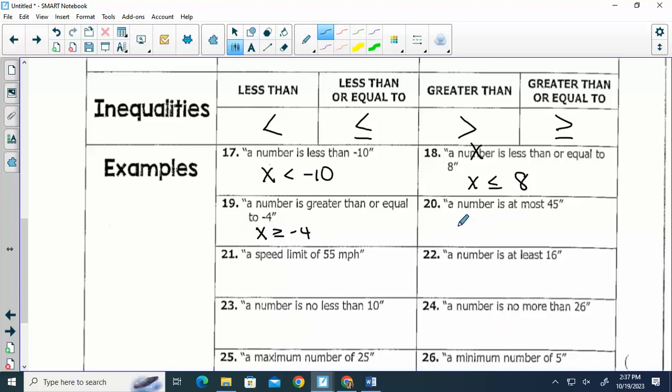Alright, number 19, a number, so x, is greater than or equal to. A number is at most 45. Alright, if it's at most, that means it can't be more than. So what could it be? Less than or equal to 45. Okay, so the speed limit of 55 miles per hour. You can't go over the speed limit. Are you allowed to drive 55? So less than or equal to. So x is less than or equal to 55.